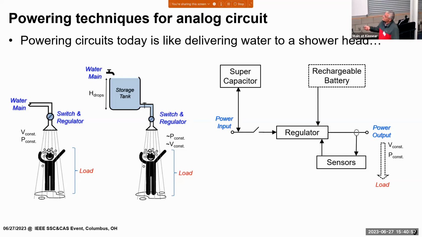Obviously, as the rechargeable battery or the supercapacitor is drained down without the main input power, you're going to see that your power output is going to be reducing, or the voltage is going to drop, and to maintain the water, your pressure is going to drop, while your volume is going to drop also when the tank is drained.